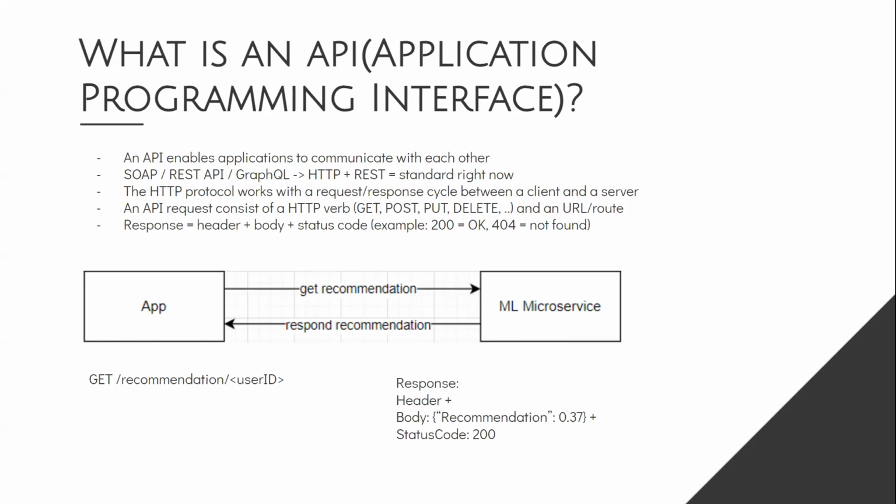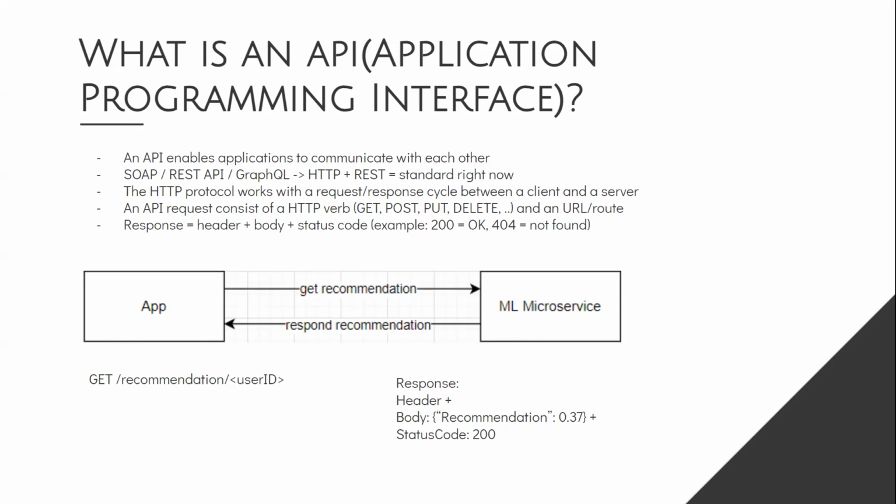And I just want to quickly talk about this communication channel. Yeah? An API enables applications to communicate with each other. There are some different APIs. So you have SOAP, which is probably the oldest in the list. Then we have the REST API and GraphQL. But if we take a look at today's standard, you pretty much have HTTP plus REST as the standard right now. And the HTTP protocol basically works with a request response cycle.